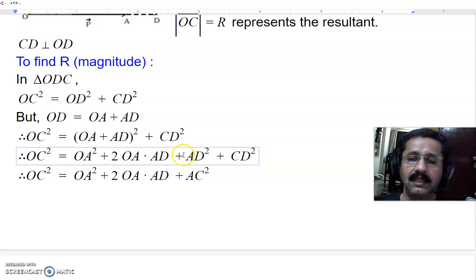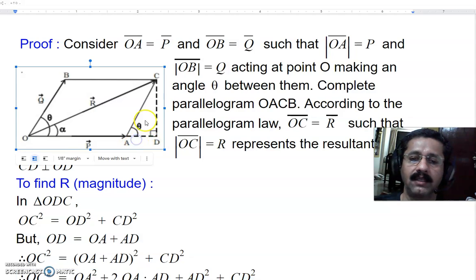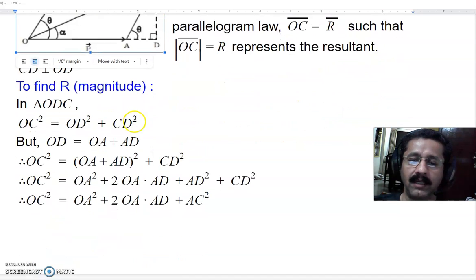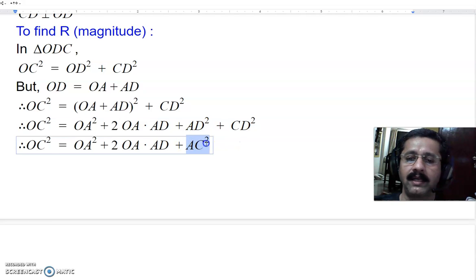Out of this, the last two terms, AD squared plus CD squared: in the smaller right angle triangle, AD squared plus CD squared is equal to AC squared. But AC itself is equal to Q in magnitude, as I know. So in the next step I would write AD squared plus CD squared as AC squared, and my equation remains as it is, except that the last two terms are written as AC squared.